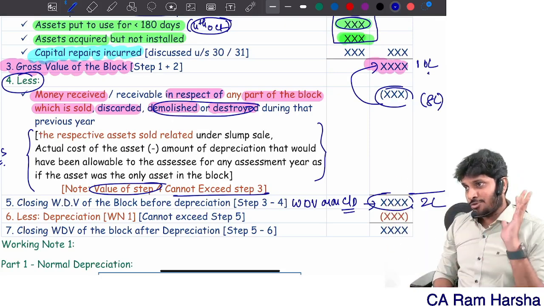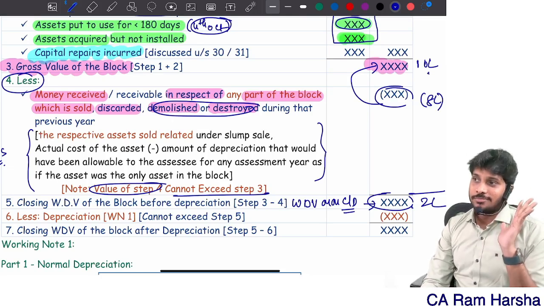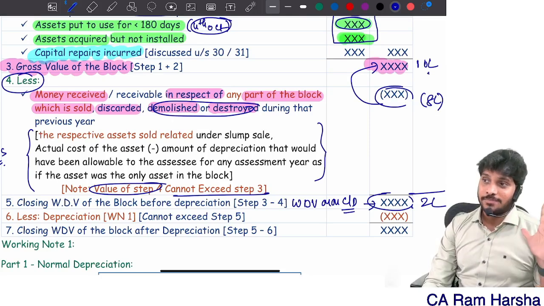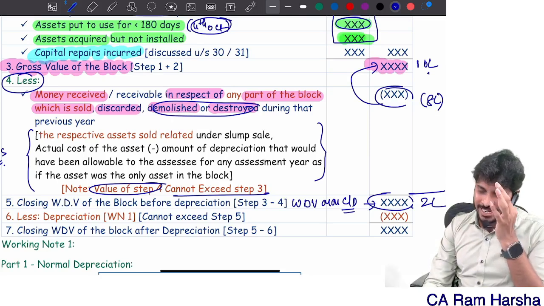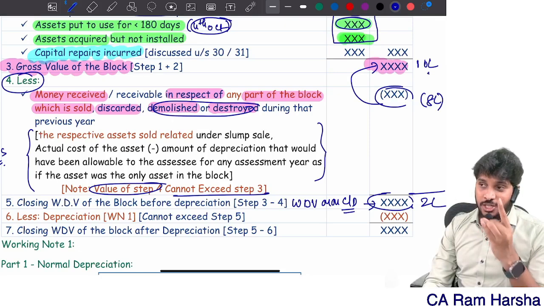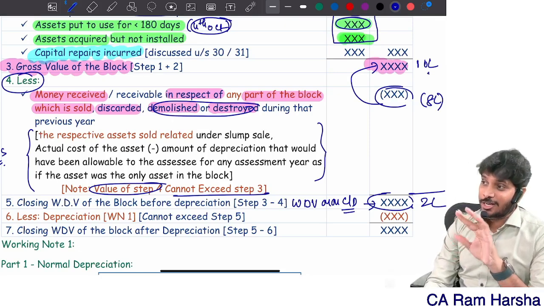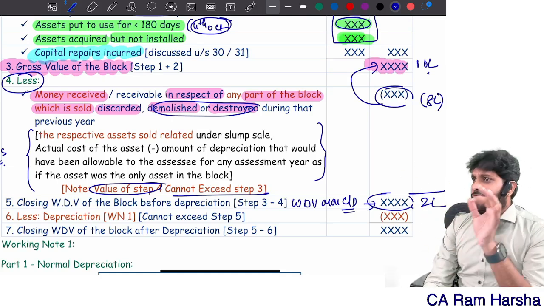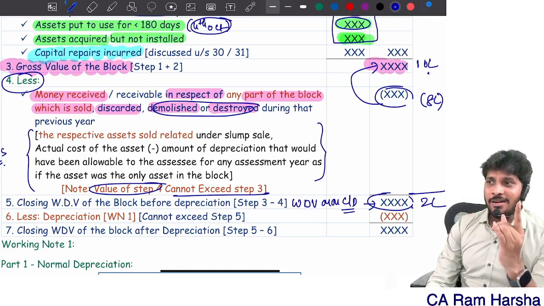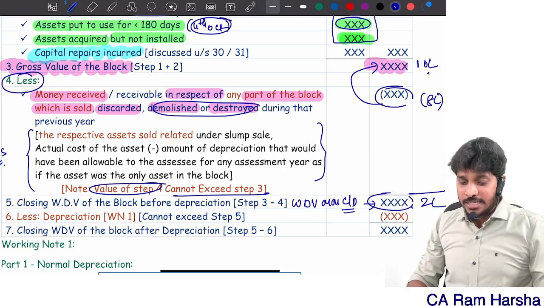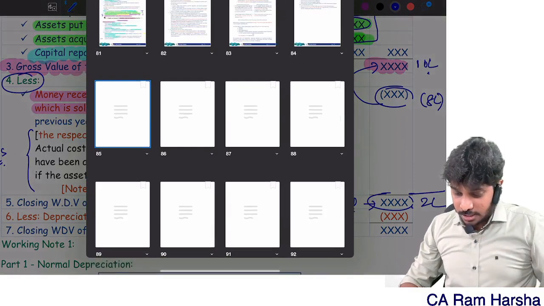Now tell me the thumb rule. If full block is sold, will depreciation come? If part of a block is sold, will short-term capital loss come? Part of a block is sold, will it be either short-term capital gain or depreciation? Exactly. If full block is sold, either short-term capital gain or short-term capital loss.